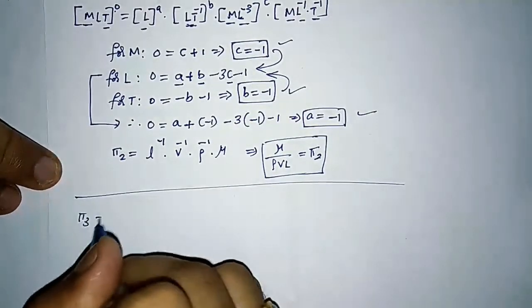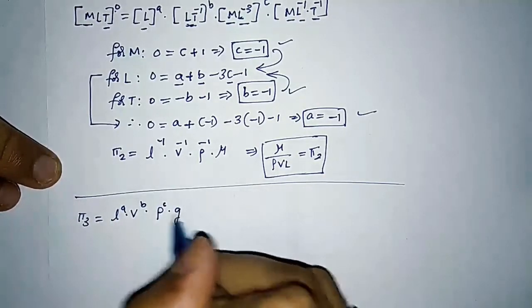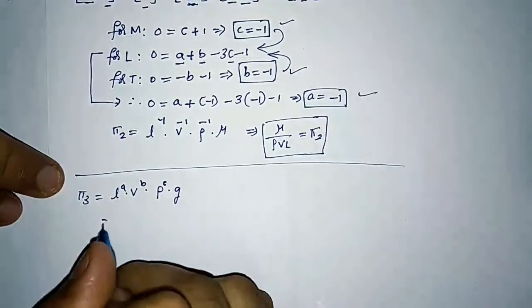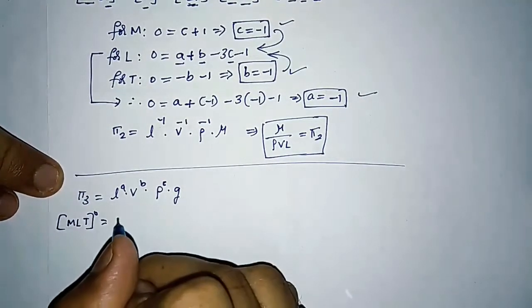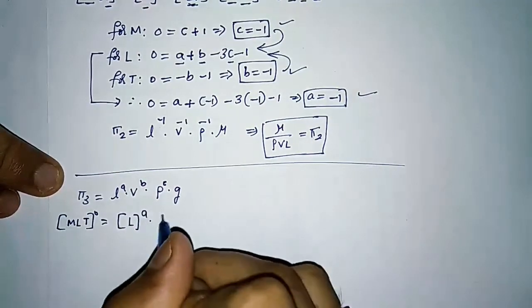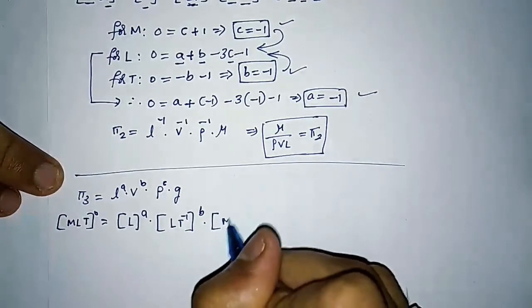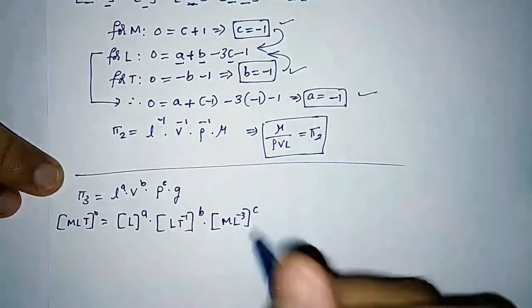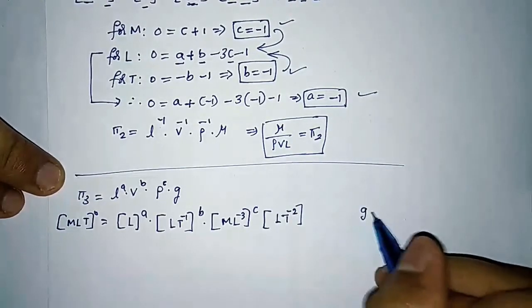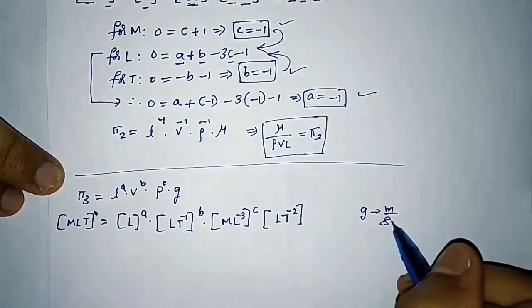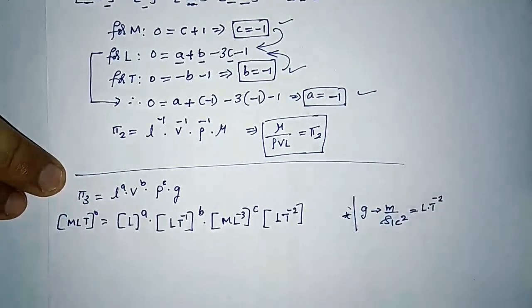Next we will solve third pi term. So pi 3 is equal to L raised to A, V raised to B, rho raised to C into G. So dimensional form on the left side MLT raised to 0. On the right side as it is, first three terms dimensional form remains same in all the three cases. Whereas for G it is LT raised to minus 2. G is gravity or acceleration due to gravity, unit is meter per second square, so dimensional form is LT raised to minus 2.